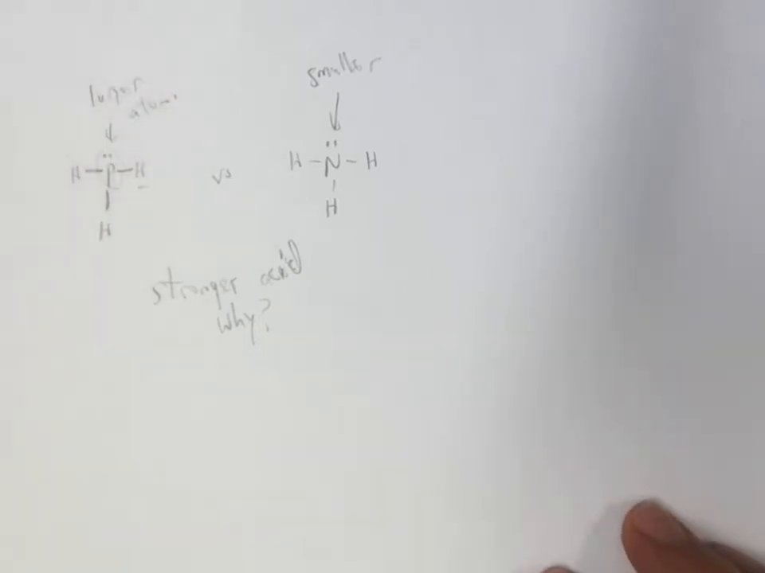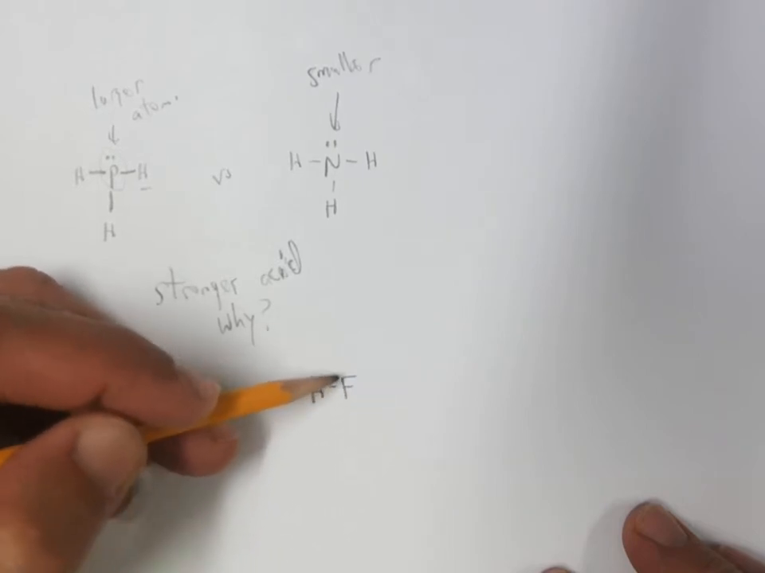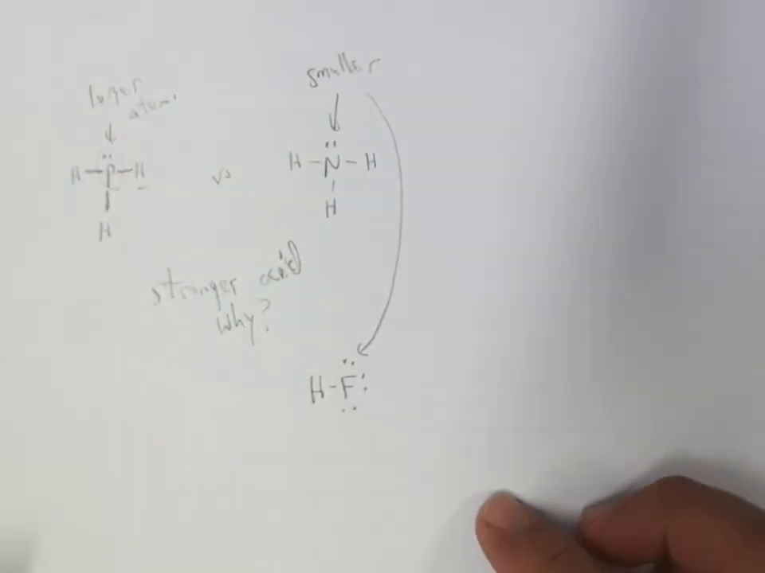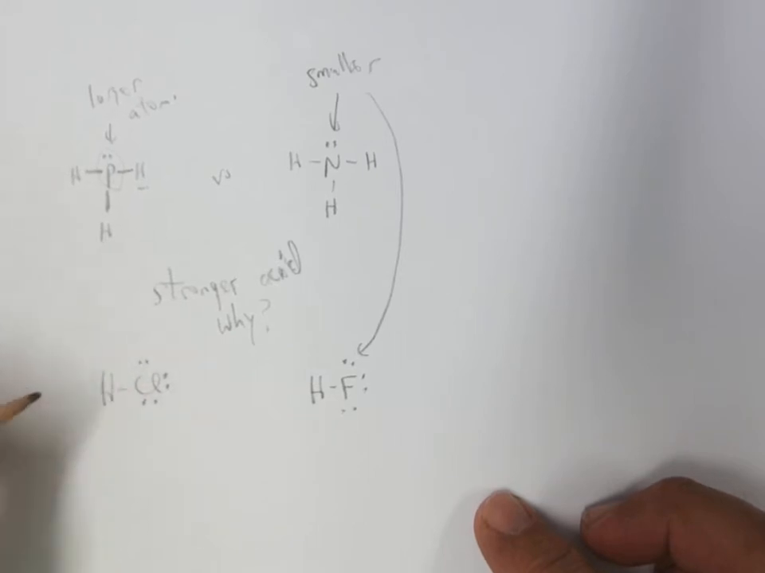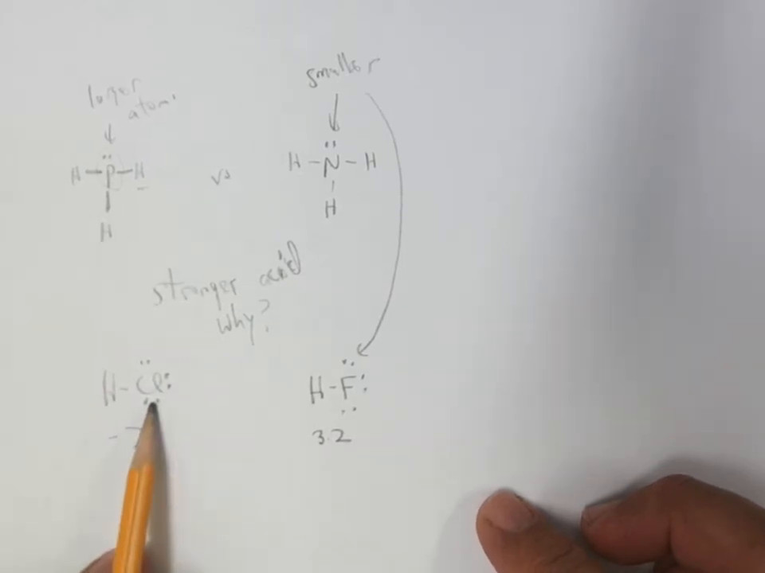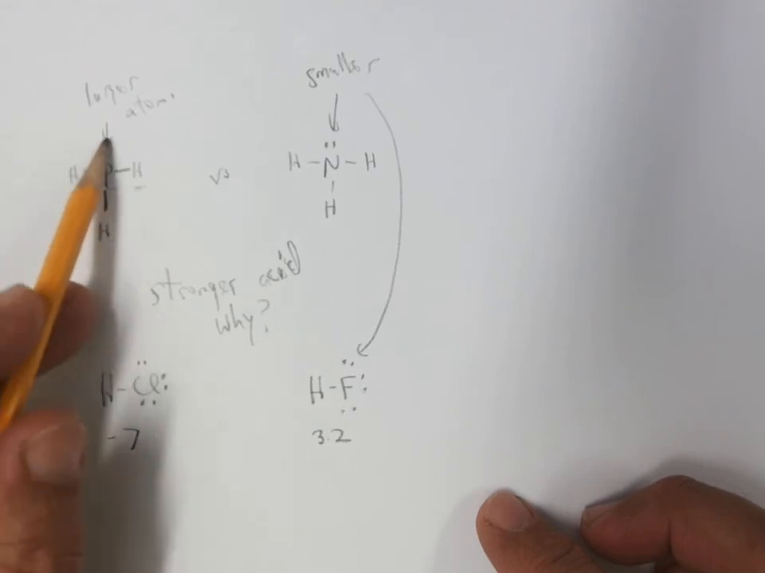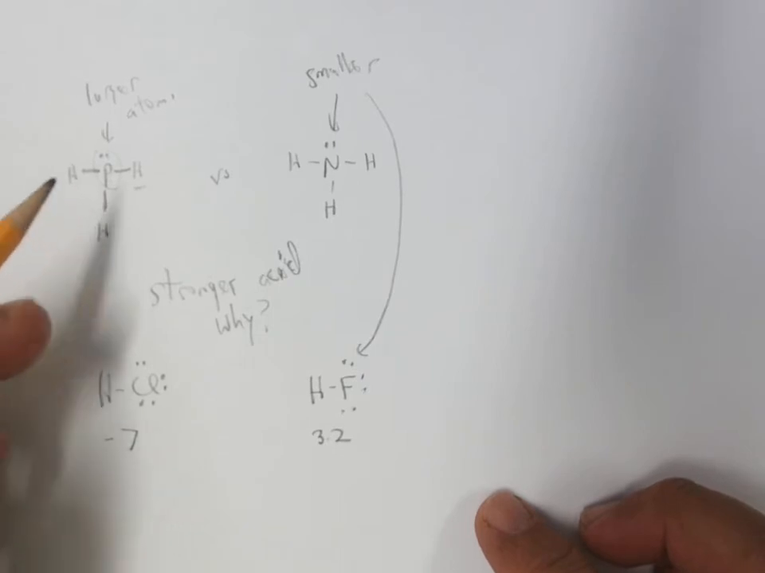And when we looked at representative examples, we looked at HF for another smaller second row element. So second row element HF versus HCl. And the pKa's 3.2 for HF, -7 for HCl. The larger atom corresponded to the stronger acid. So likewise, the larger phosphorus is going to make the phosphine the stronger acid. So we're looking at this as a size effect.